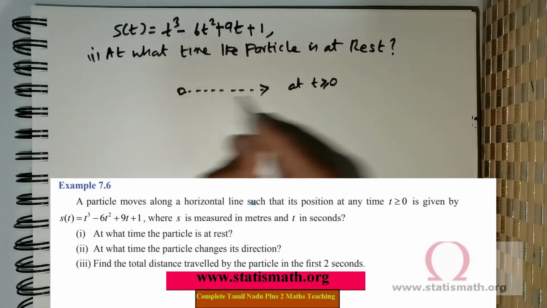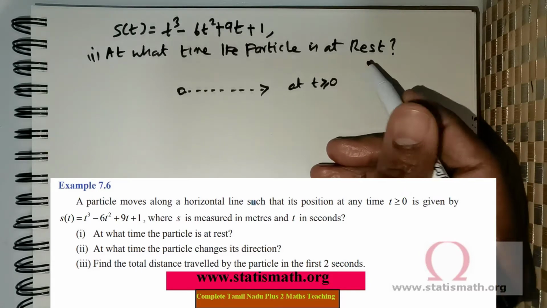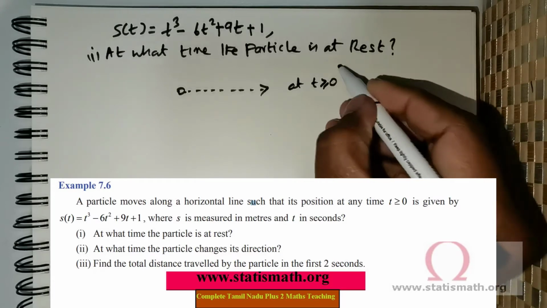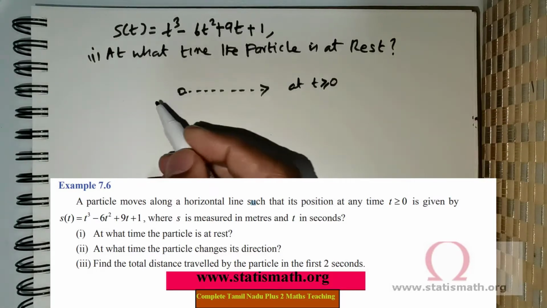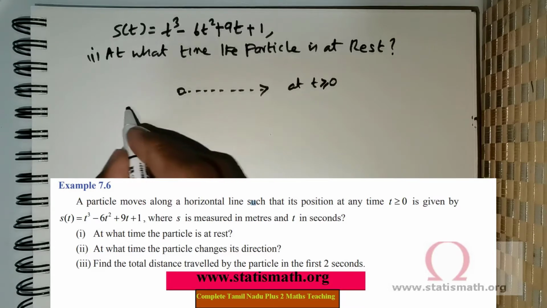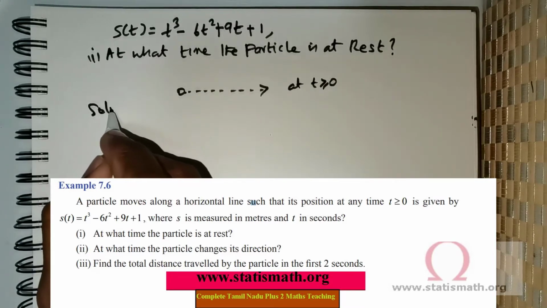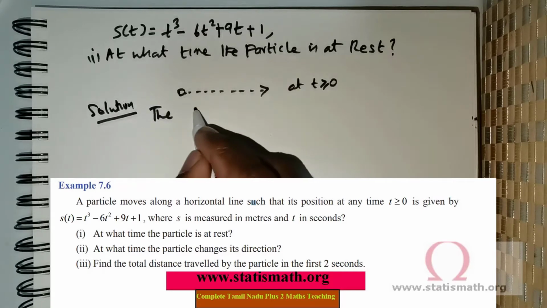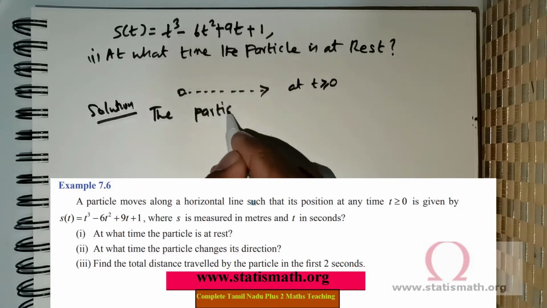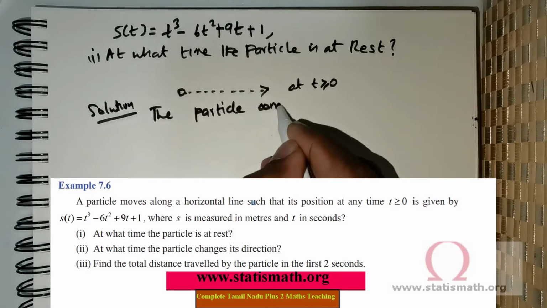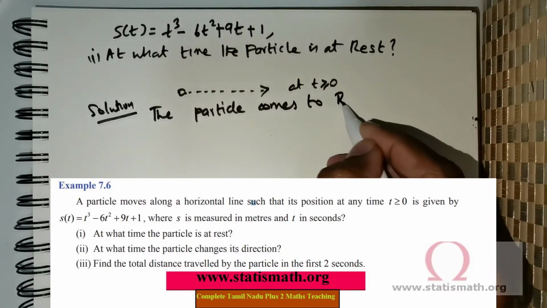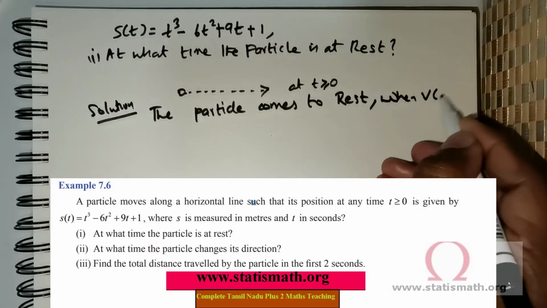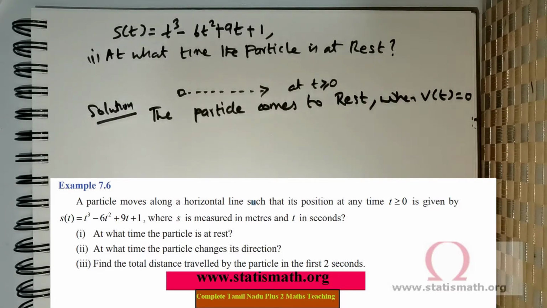Now the particle has to come to rest. So when is that possible for a particle to come to rest? When its velocity becomes equal to 0. So you can start the solution by stating that fact. The particle comes to rest when v(t) is 0.